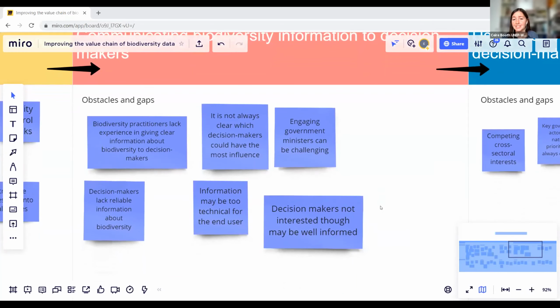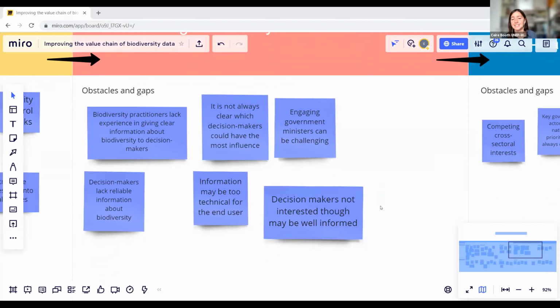And we've had another one added just now as well: decision makers are not interested, though they may be well informed. I think this is really a challenge that runs throughout, and that's where so much of the effort and input is required, to stress to stakeholders and government members what the value is of using biodiversity information in decision making.